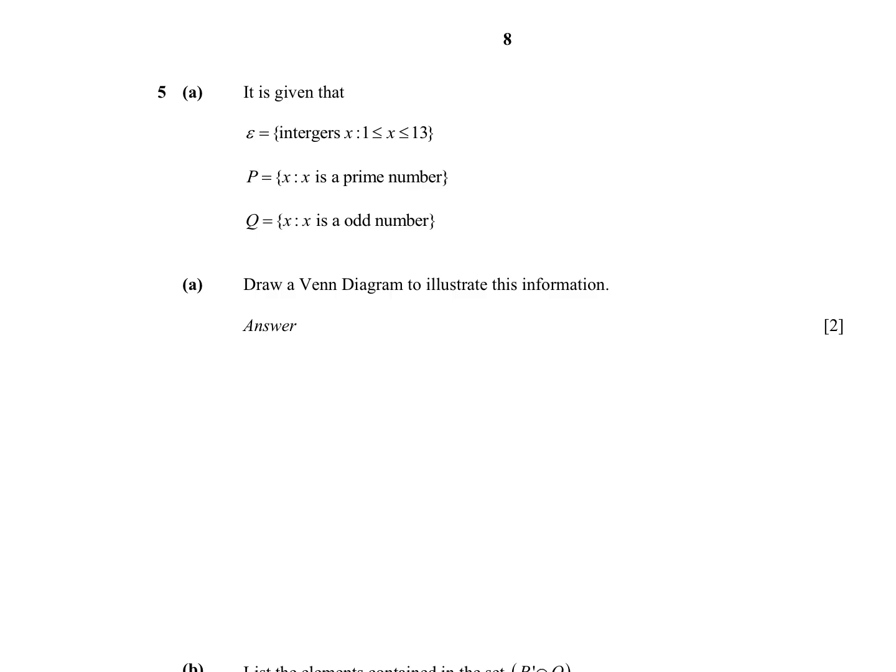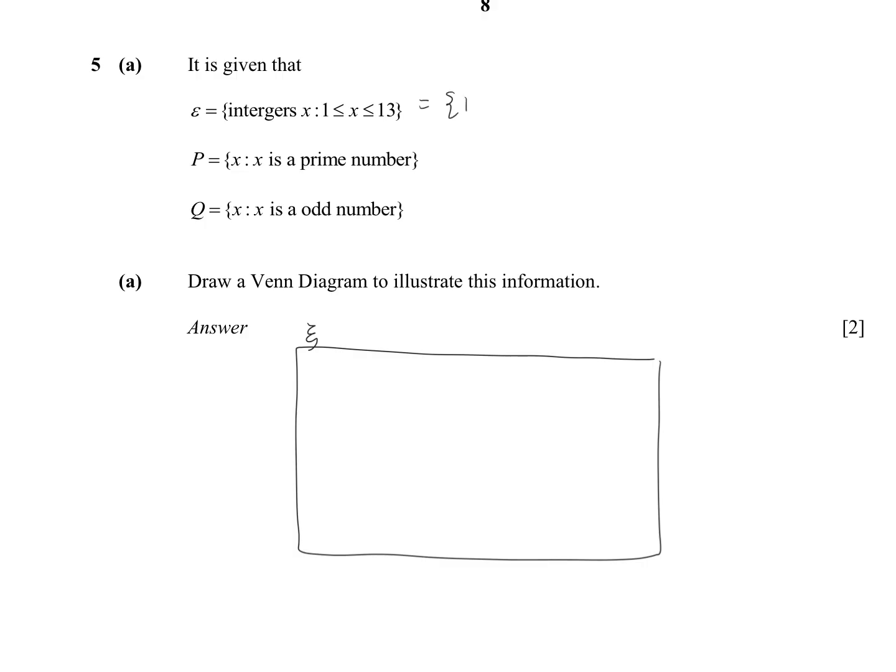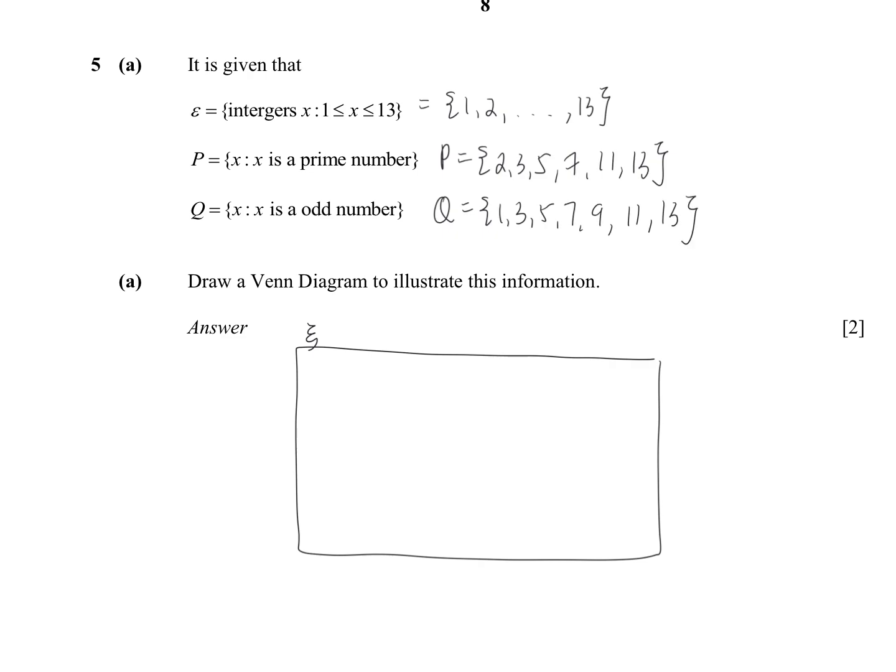2.7, we will skip. Okay, this one. Integers. Faster. Venn diagram. The universal set contains 1 to 13. Okay, and P is all the prime numbers. So 2, 3, 5, 7, 11, 13. And then Q is all the odd numbers. So 1, 3, 5, 7, 9, 11, 13. So if you look at their overlap, I have 3, 5, 7, 11, and 13.